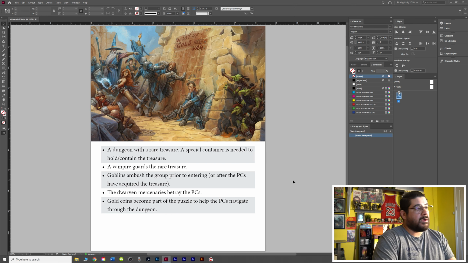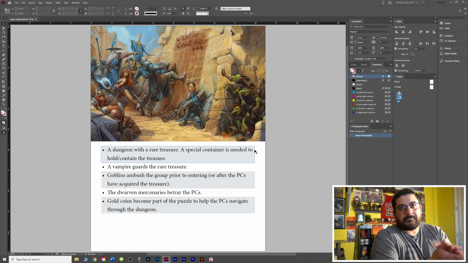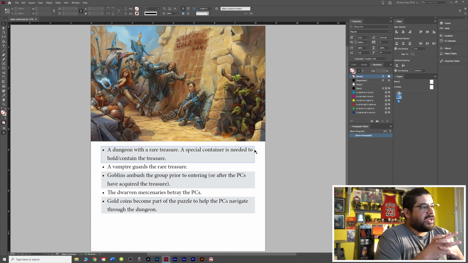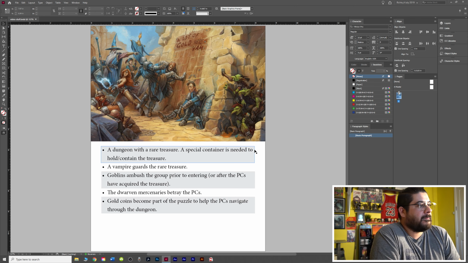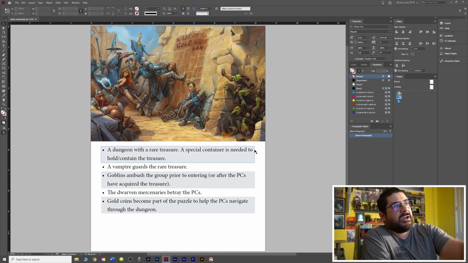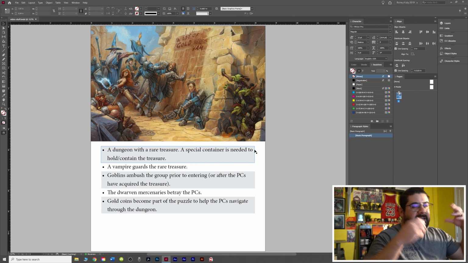Okay? So, where did we get this? Where did this come from? We have a dungeon with a rare treasure. It looks like they're trying to break into this location. There's a special container that's needed to hold or contain that rare treasure that's found at the bottom of the dungeon. That's what those dwarves are there for. Okay? A vampire guards the rare treasure. A lot of gold here. Signed VAM. That just got the wheels turning thinking vampire. The goblins on the right side.